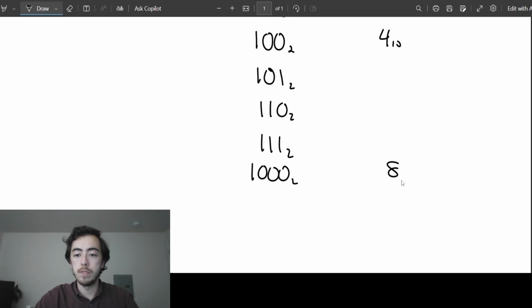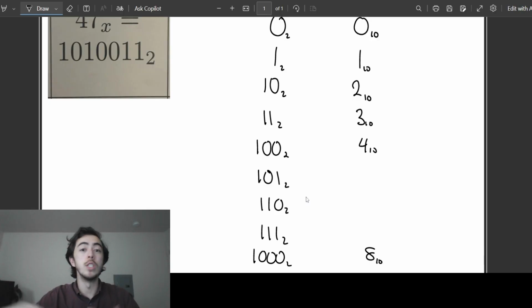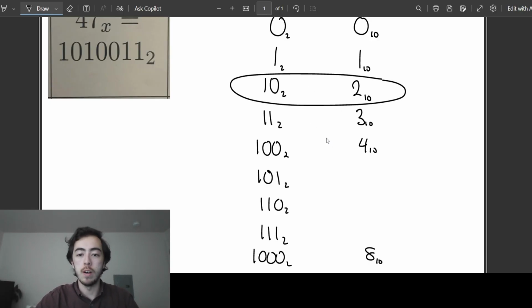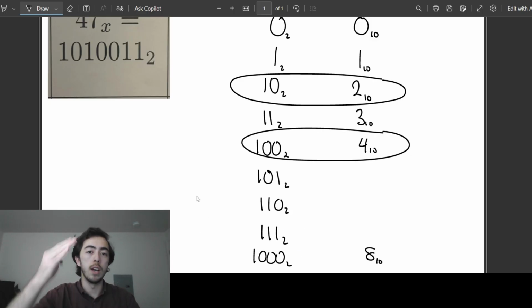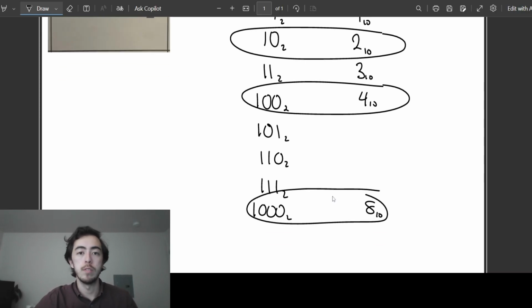And so if you notice some kind of pattern here with when we're introducing a new place value, maybe you'll notice that all of our numbers that are of the form 1 and then zeros trailing after it are just powers of 2.